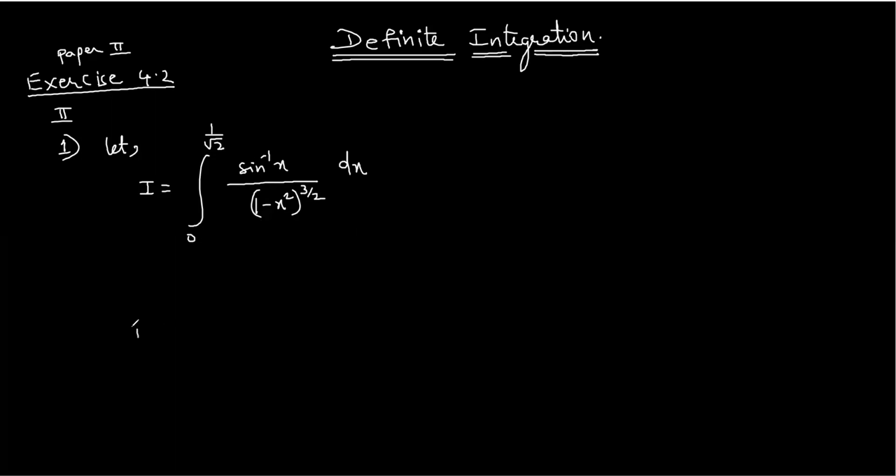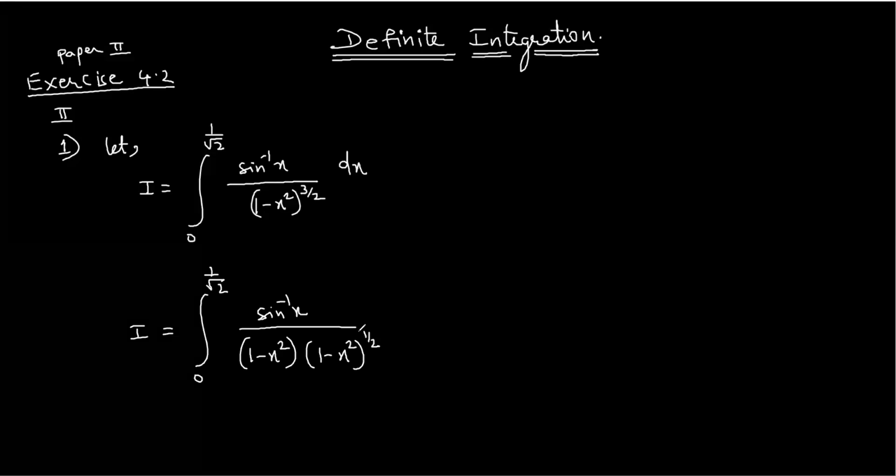See, what do I write? I write this as the integral from 0 to 1 upon root 2 of sine inverse of x divided by 1 minus x square into 1 minus x square raised to half. This 1 minus x square raised to 3 by 2, first I write it as 1 minus x square into 1 minus x square raised to half. As you know, if the bases are same, the powers get added and you get raised to 3 by 2.